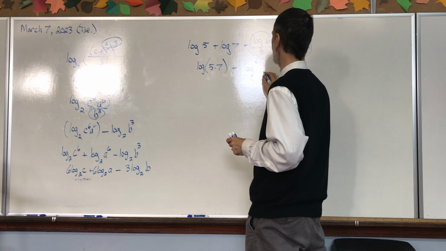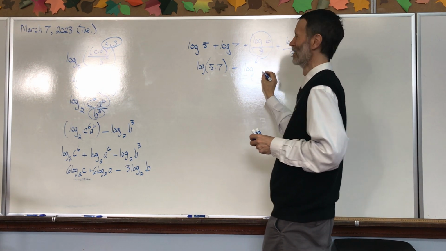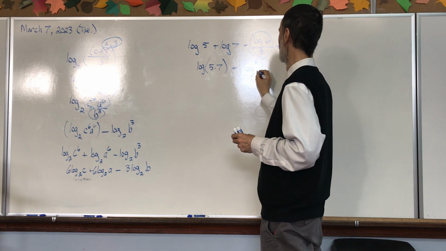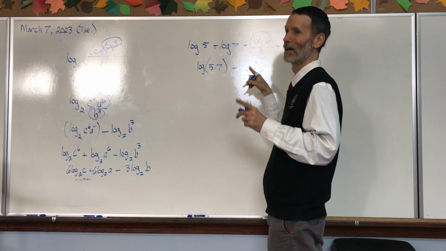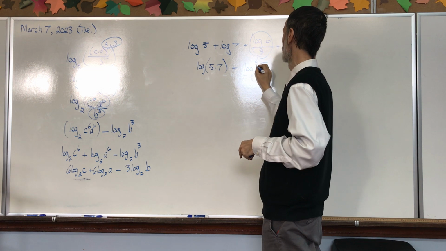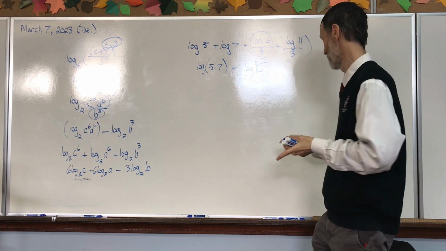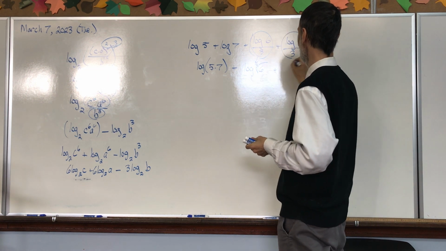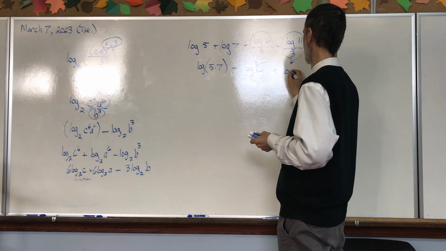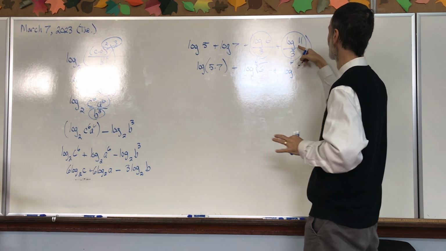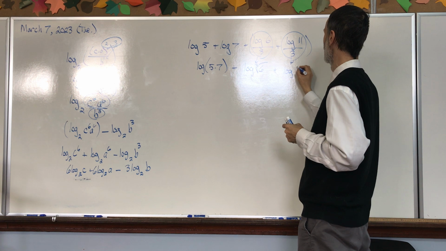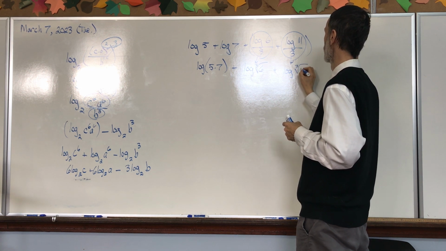Log of 6 to the power of, sorry, to the third root. Third root, correct. Cube root or third root. And this one is kind of the same. Don't do the times yet. Log of 11 to the third root. Correct, third root of 11.